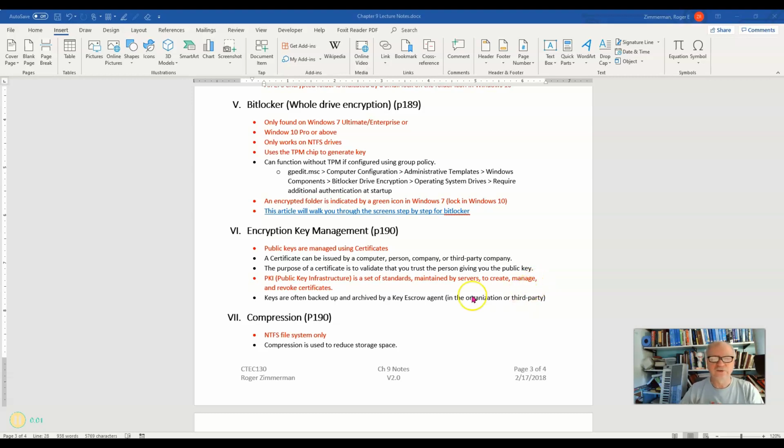I have seen a few questions on Microsoft's MTA about encryption key management, and so let's learn a few things about that. First of all, public keys in asymmetric encryption are usually managed by certificates. Now, certificates are an electronic file that validates that the certificate and the keys are correct and that they actually are owned by who we say they are owned by.